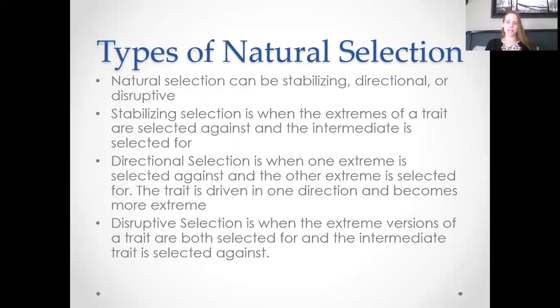Directional selection is when one extreme is selected against and the other is selected for, so the trait is driven in one direction and becomes more extreme over time. So that might be, for instance, if having long tail feathers is beneficial in birds, over time tail feathers will just become longer and longer and longer as long is selected for and short is selected against. And then disruptive selection is when the extreme versions of a trait are both selected for and the intermediate is selected against. So you end up with this kind of two-hump system.